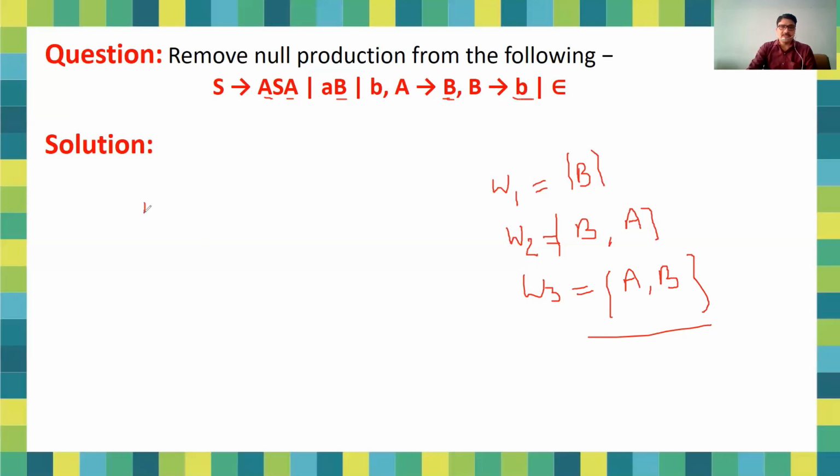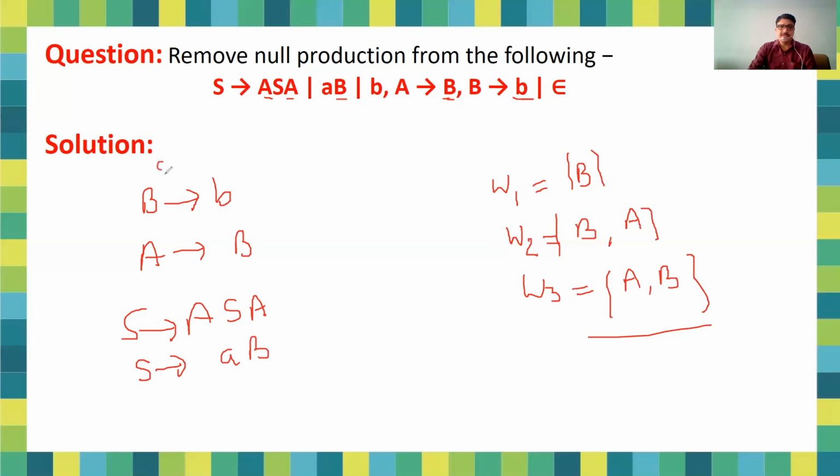So you can write it, suppose this is B to B, this is free, this is A to B, it is free, and now try to write S to ASA, and another one S to AB, and another is S to B. So you can write here S to B because it is free from nullable variables on the right hand side.